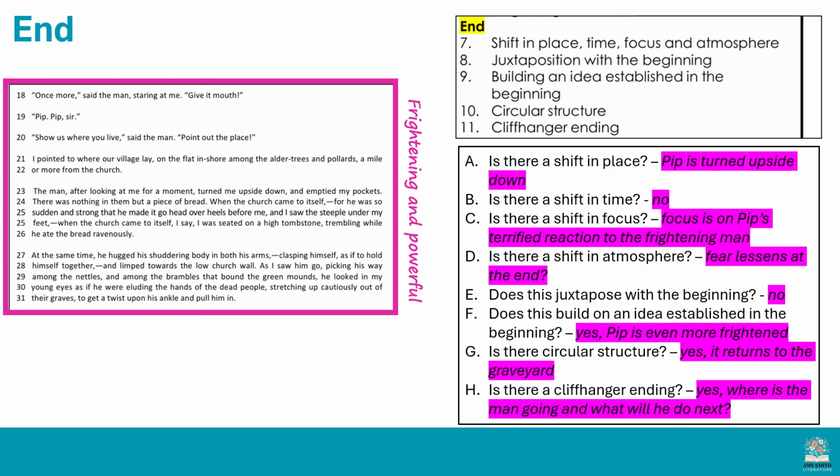Here we go. A, shift in place. Well, Pip is turned upside down, so it's not really a shift in place, but he's seeing it from upside down. Shift in time? No. Shift in focus? Well, the focus is now on Pip's terrified reaction to the frightening man. Shift in atmosphere? Does the fear lessen a little bit at the end? Possibly, possibly not. Does it juxtapose with the beginning? Not really. Does it build on an idea at the beginning? Yes, Pip is even more frightened. Is there circular structure? Yes, we've got the graveyard at the beginning and at the end. Is there a cliffhanger ending? Yes, where is the man going? What will he do next? Is Pip still in danger?